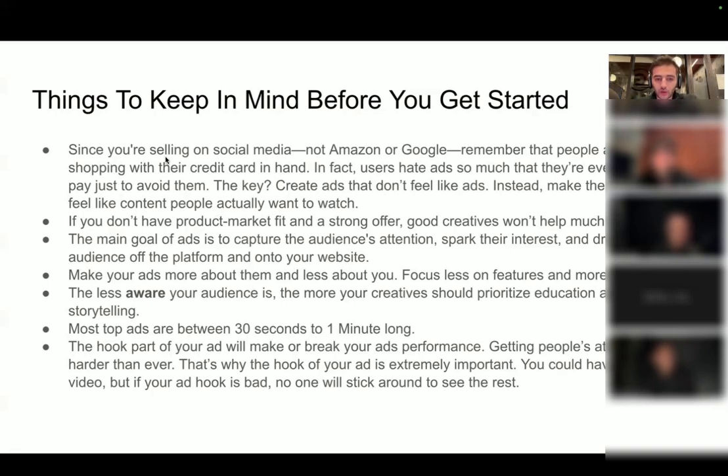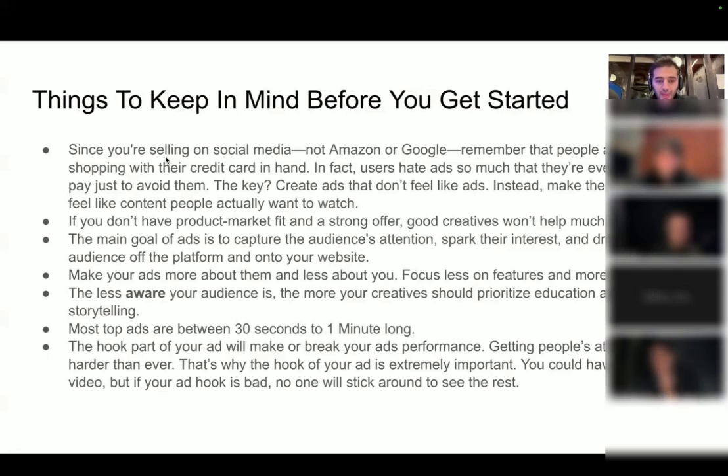Unlike on Amazon or Google, where people go with a card in their hand, so they want to buy something. For that reason, we really want to make sure that we make ad creatives that people actually want to watch. Because if you think about it, platforms like YouTube are even offering their users the option to pay to stop seeing ads. So people are willing to pay money to stop seeing your ads.